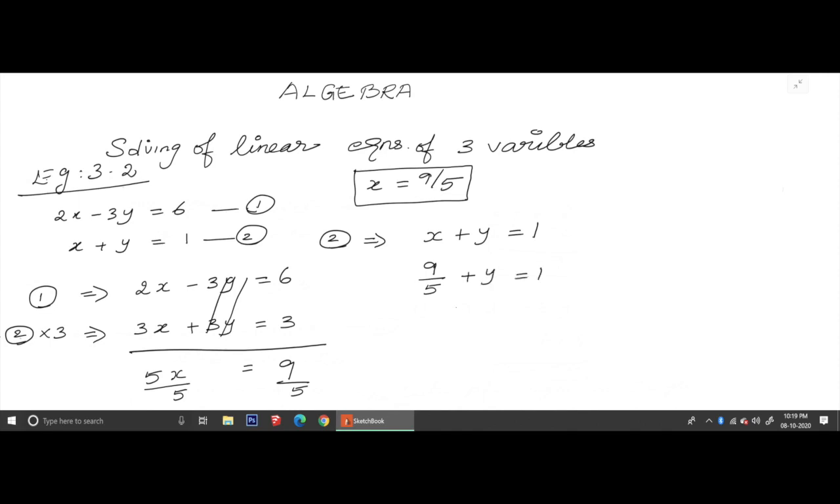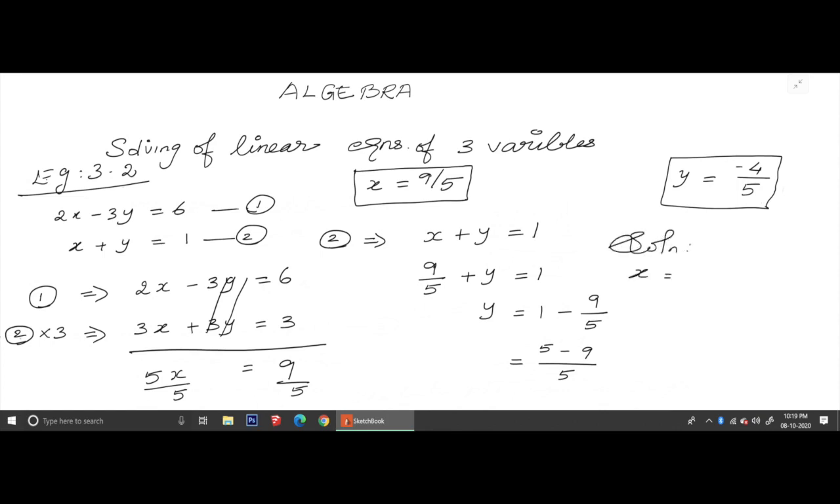And now y is equal to 1 minus 9 by 5. And now when you subtract, what do you get? We'll be taking LCM, that is 5 into 1, it will be 5 minus 9, whereas your y will be equal to minus 4 by 5. Right? So what is your solution? Your x is equal to 9 by 5 and your y is equal to minus 4 by 5. Right? Yes, we'll pass on to the next one.